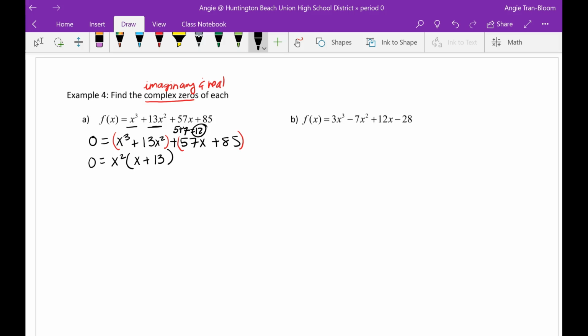So let's see, 57, does it go into 13? Nope, it does not go into 13. 57 goes into 319 times, okay, but 85 doesn't go into it. So right now, this right here is not factorable.